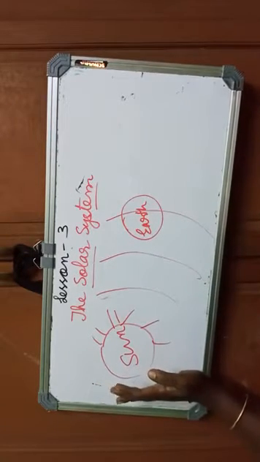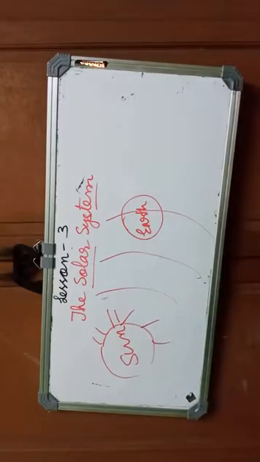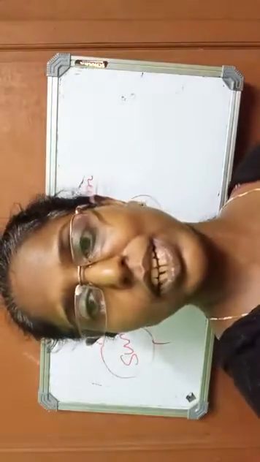The sun is made up of hydrogen and helium, mainly two gases.